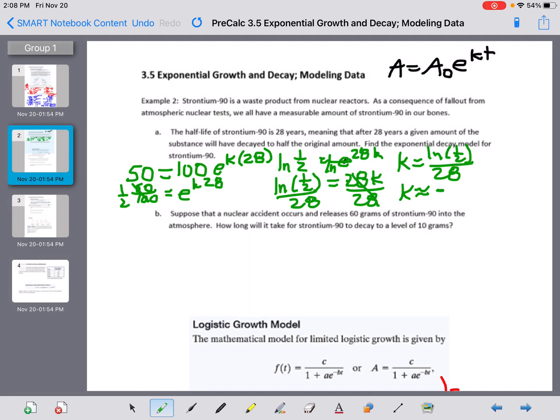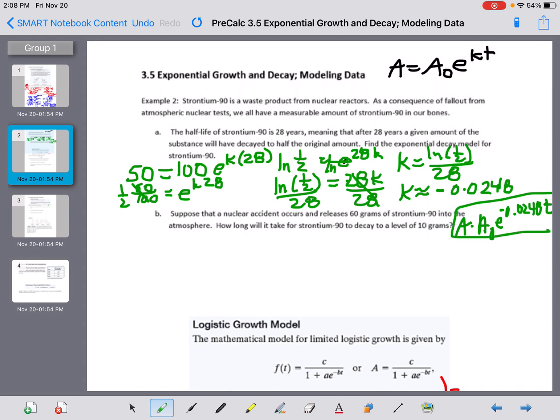I got negative 0.0248 when I round it, okay? So always 4 decimal places because we want that exact as much as possible. We could go more, but 4 is going to give us close enough. And then it gives us that model A equals A sub 0 e to the negative 0.0248t power. Okay, that's my model.